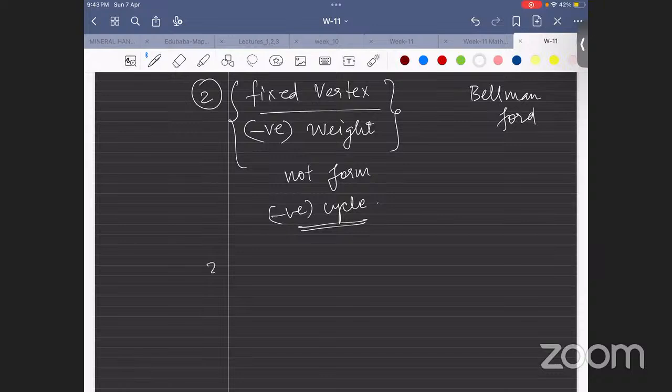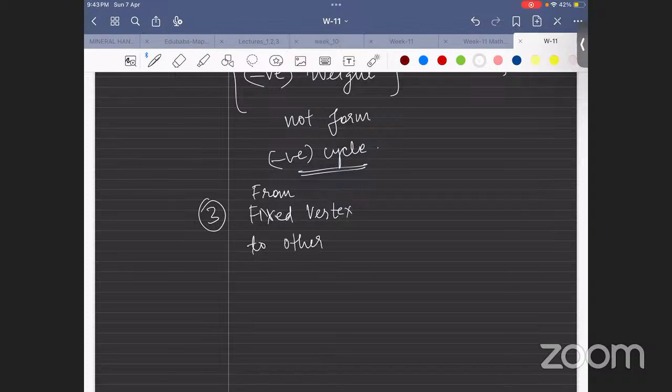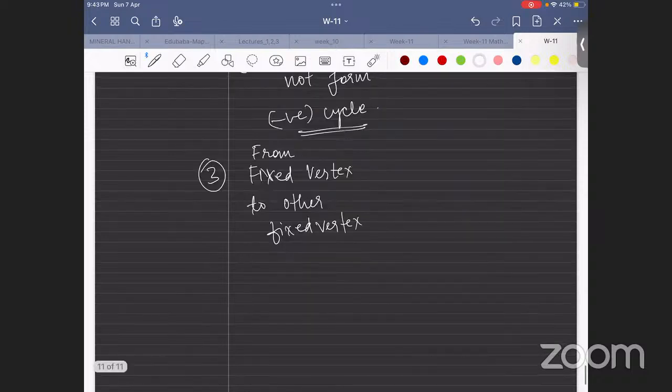So the third thing is, you have to calculate the shortest path from A to B, like you're just fixing both the vertices. So from any fixed vertex to another fixed vertex. Here also negative weight is allowed, but negative cycle is not allowed.